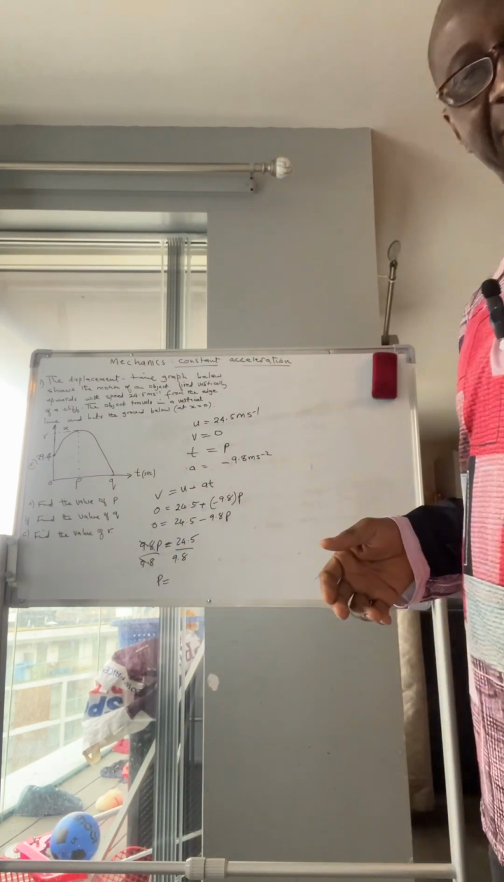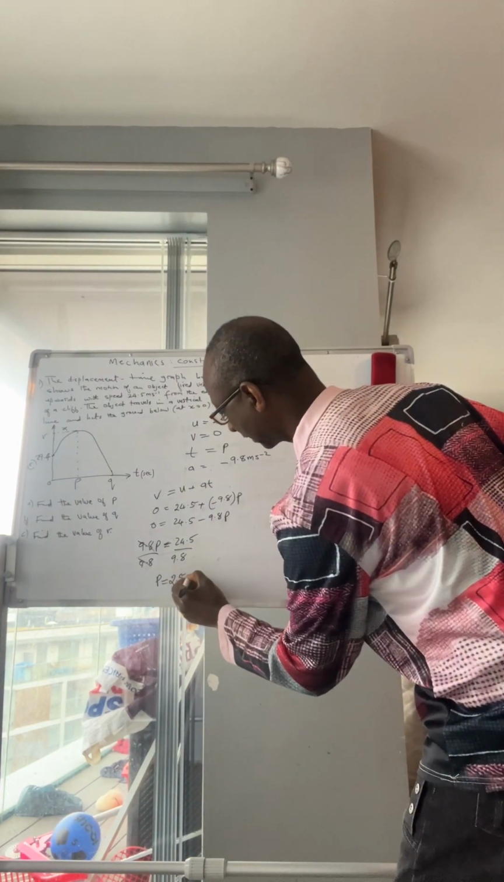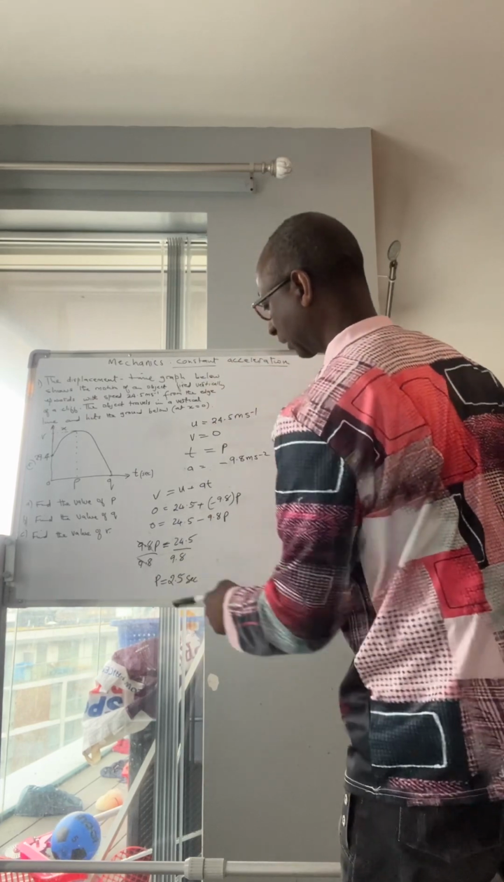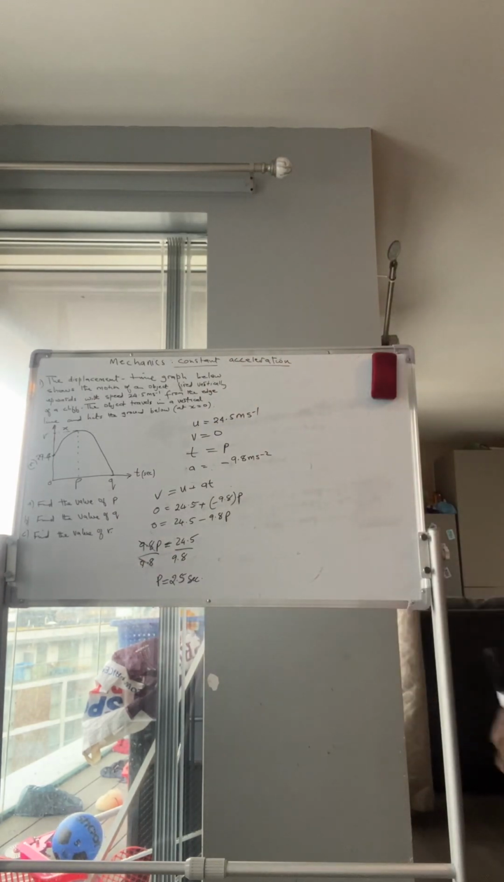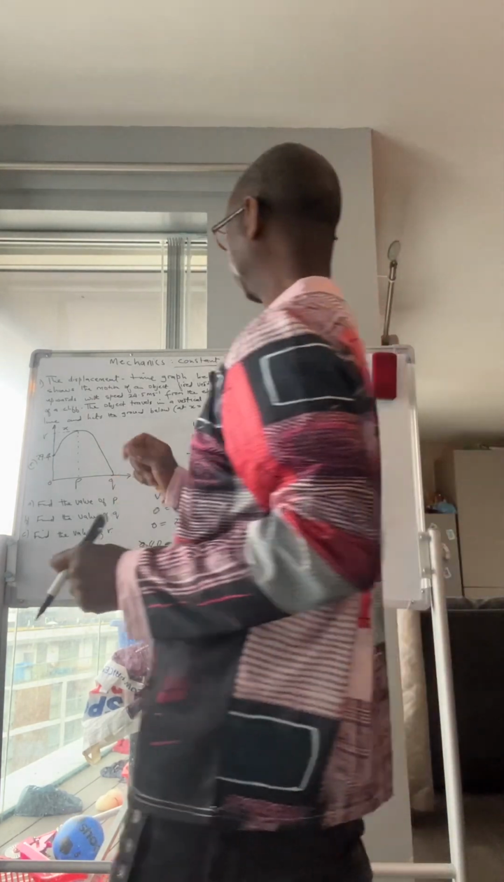It's 2.5 seconds. So our answer is 2.5 seconds. That is the value of P. Now let's find the value of Q.